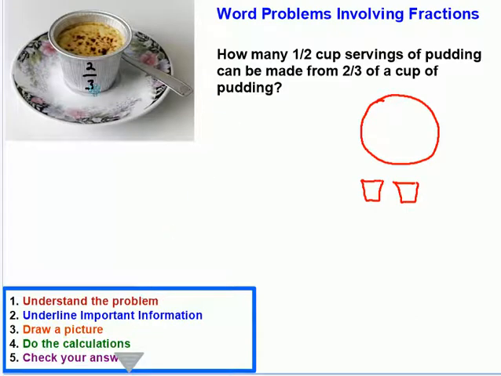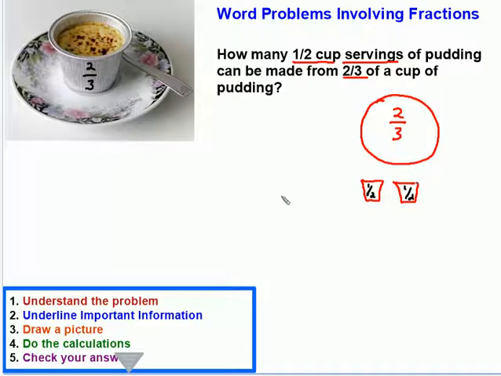Now, second, we're going to underline the important information. What's important in this problem? Well, 1, we have a half cup serving, and we have 2/3 of a cup of pudding. So we have here, this is 2/3, and each cup that we're going to divide this into is 1/2 of a cup. So 1/2 here and 1/2 here.